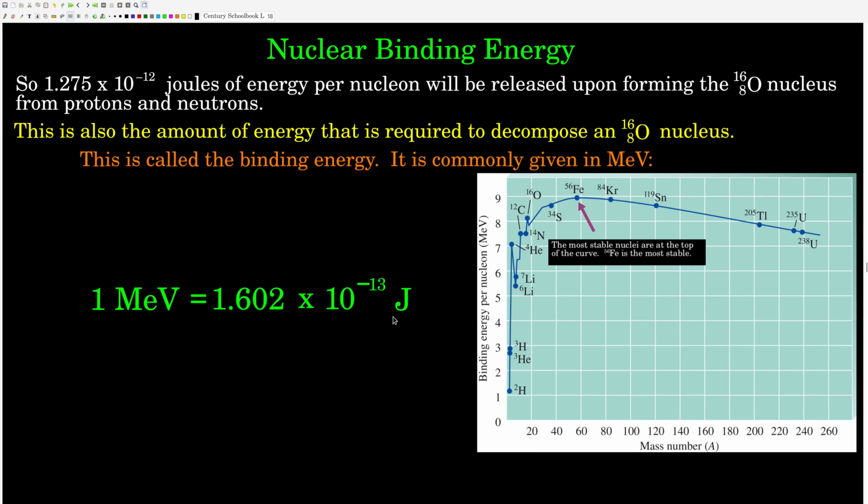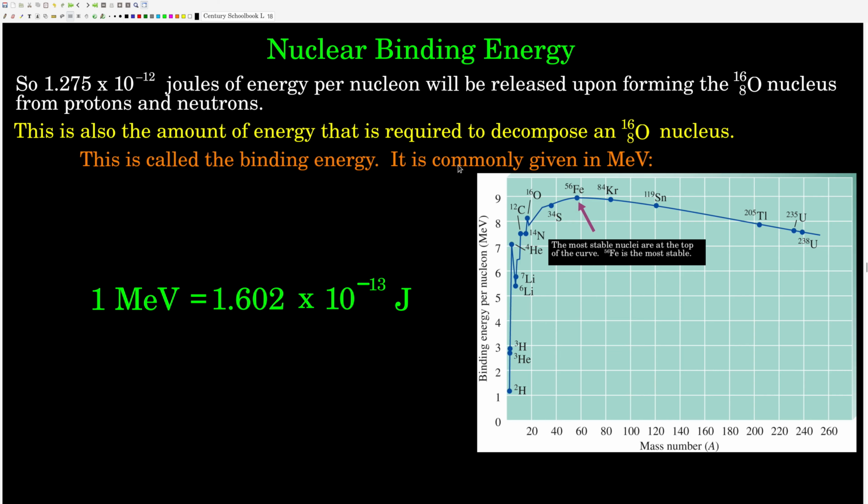Because what that tells us, in our thought experiment, we formed this nucleus from the protons and neutrons that make it up. And we calculated, just based on the mass defect, how much energy would be released when we did that. But that also tells us exactly the number to go the opposite way. How much energy would it take to decompose, to break apart this nucleus into protons and neutrons? Well, we'd have to put in that much energy, right? That's called the binding energy.